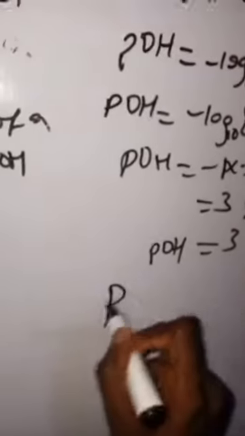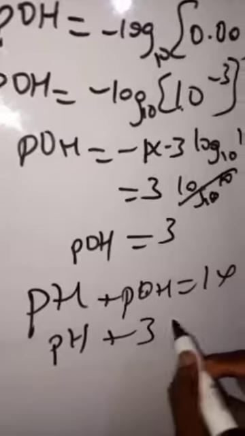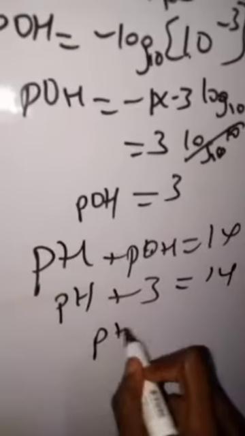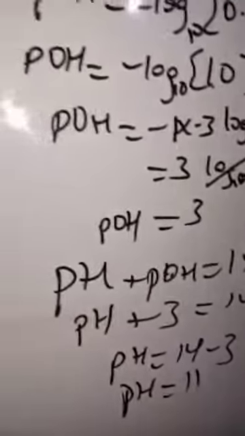You ask for the pH. So use this formula. pH plus pOH is equal to what? 14. You are looking for your pH. pH plus, what's your pOH? pH plus 3 is equal to 14. pH is equal to 14 minus 3. pH is equal to 11. I hope you got it now. So you can pause this and try it again on your own now.